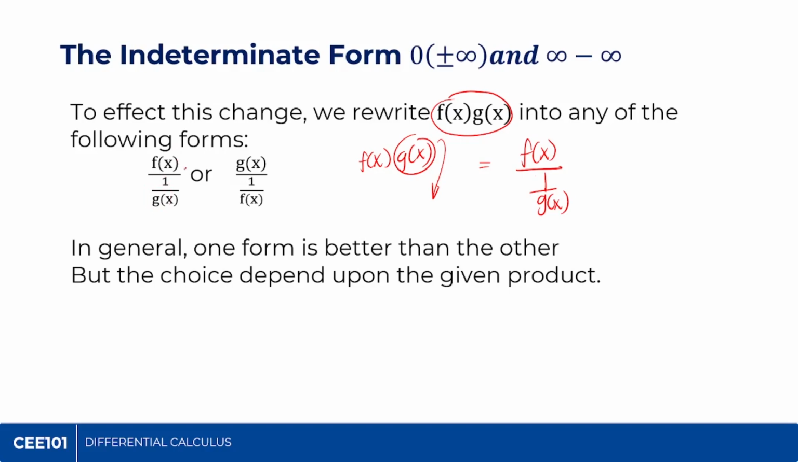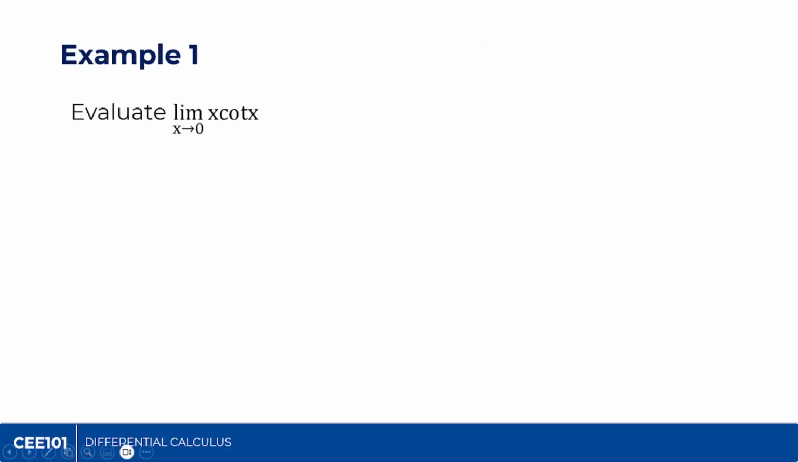So, depende lang yan, ha? Pwede din yung f of x yung kukunan nyo ng reciprocal, no? Tapos ilagay sa denominator. Okay? In general, one form is better than the other, but the choice depends upon the given product. So, magdedepende yan, ha? So, ano yung mas convenient na ilagay sa denominator, yun yung gagamitin natin. Okay? So, it would be case-to-case basis, kumbaga. Okay, let's try to solve some problems.